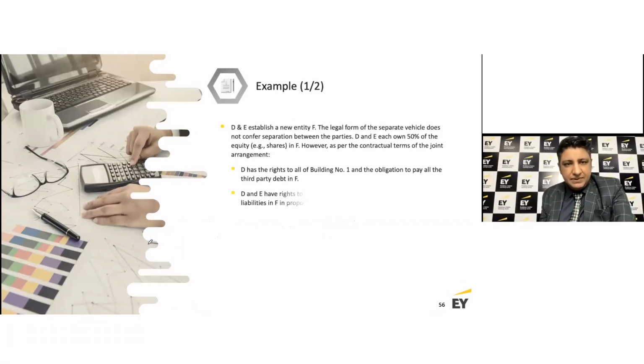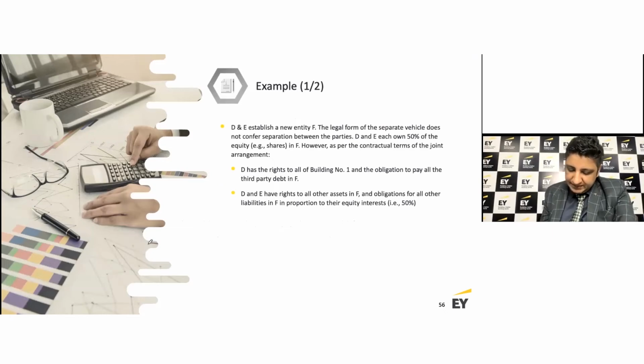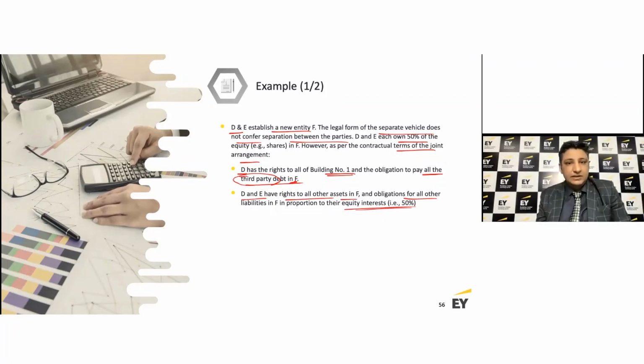There is an example just to validate the accounting treatment under joint operations. We are saying that D and E establish a new entity F. The legal form of the separate vehicle does not confer separation between the parties. Each party owns 50% of shares, but the contractual arrangement suggests D has a right to all of building number 1 and an obligation to pay all third party debt in F. And then D and E have a right to all other assets and all other liabilities, in proportion to their equity stake, which is 50% each.